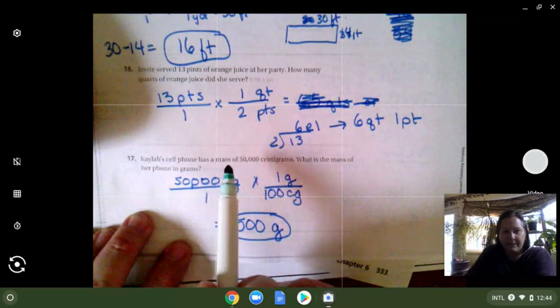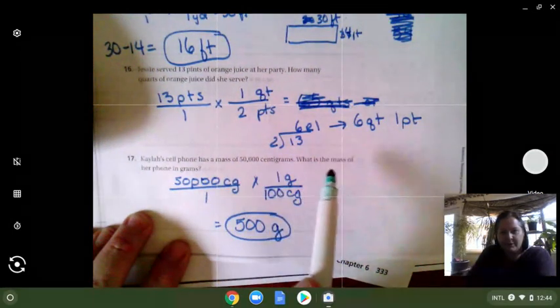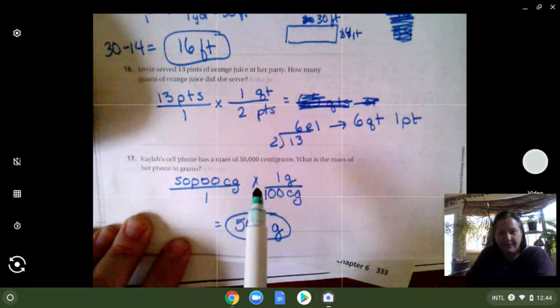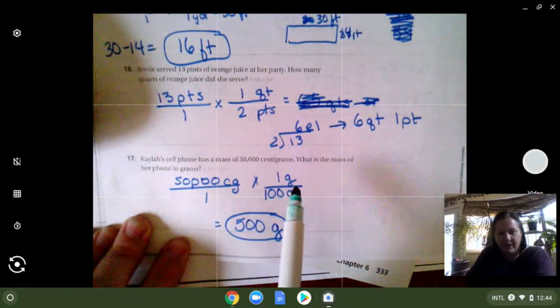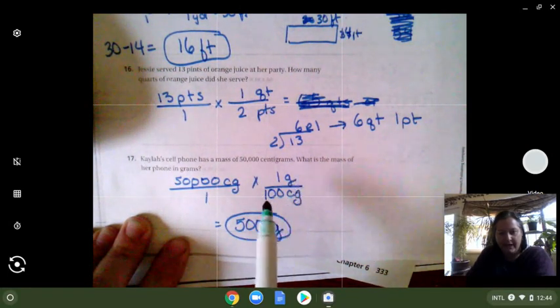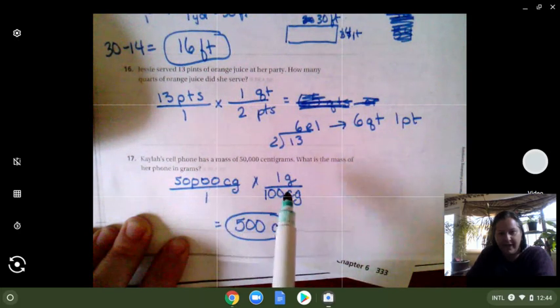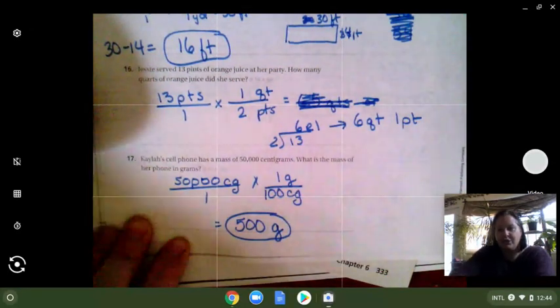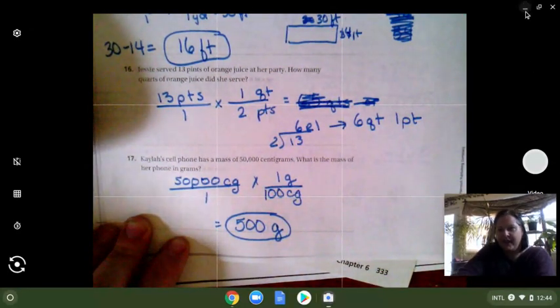Kaylee's cell phone has a mass of 50,000 centigrams. What's the mass of the phone in grams? So we start with 50,000 centigrams times how many centigrams in a gram? There's 100, so we're dividing, because the number's on the bottom, by 100, so moving our decimal 2 spots, and you should end up with 500 grams.